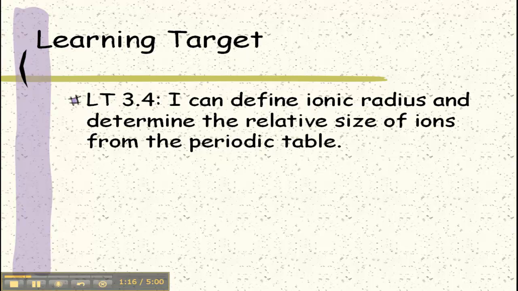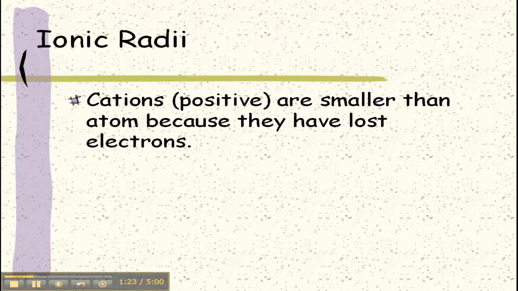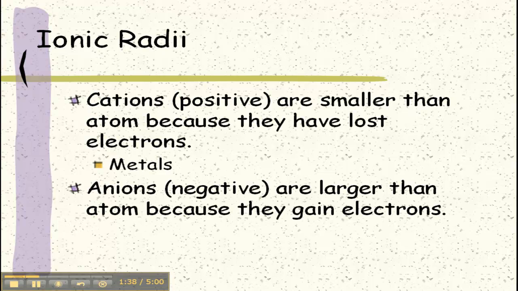I can define ionic radius and determine the relative size of ions. Now this is a little bit simpler. Remember that an ion is a charged particle, and a cation, which is our positive ion, is going to be smaller than the atom that it came from because it has lost an electron. And this happens in the metals. Anions are negative ions. They're larger than their atoms because they gain electrons, they gain negative charge. And this happens in the nonmetals.